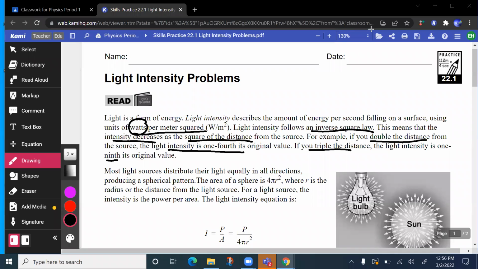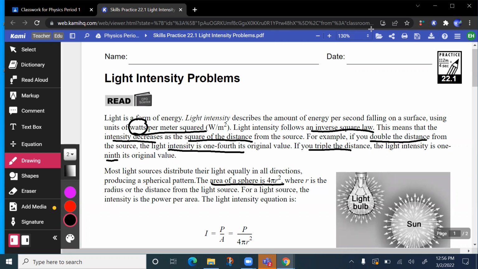Most light sources distribute their light equally in all directions, producing spherical patterns. That means the light is sent out everywhere in a spherical ball. The surface area of a sphere is 4 pi r squared, where r is the radius or the distance from the light source. For a light source, the intensity is the power per area.